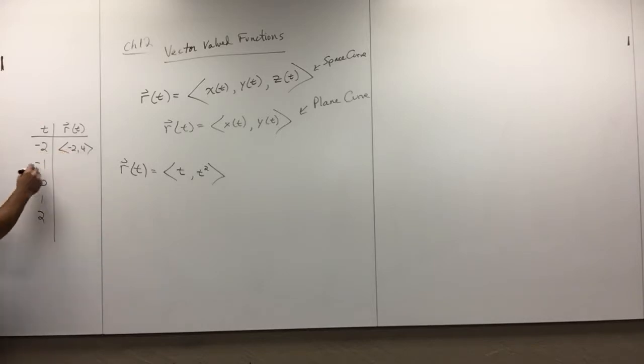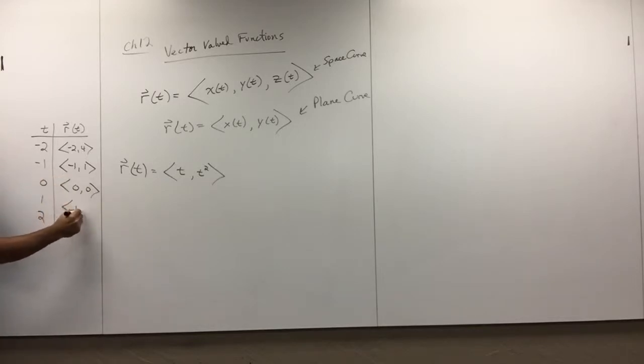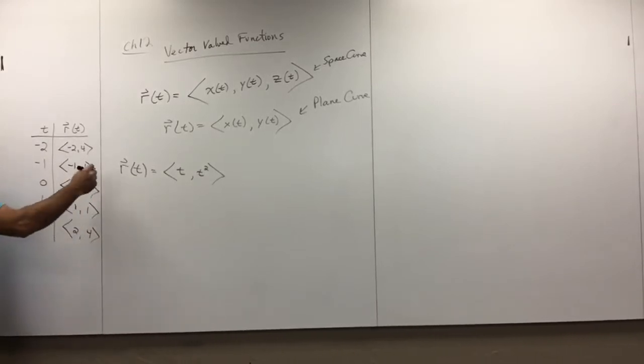-2, 4 is the first. Plug in a -1. It's fairly easy. -1, 1 is your vector. Plug in 0. You get the good old vector 0, 0. Plug in a 1. You get the vector 1, 1. And plug in a 2, and you get the vector 2, 4. That's enough for me right now.